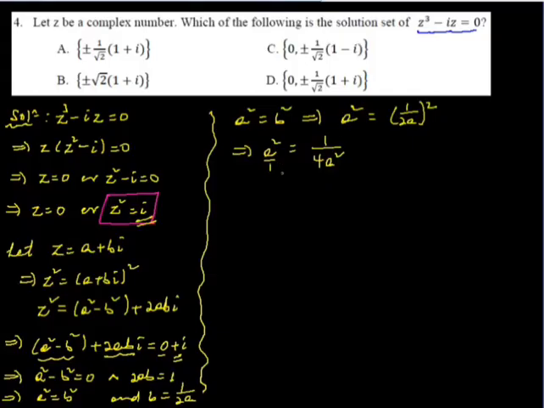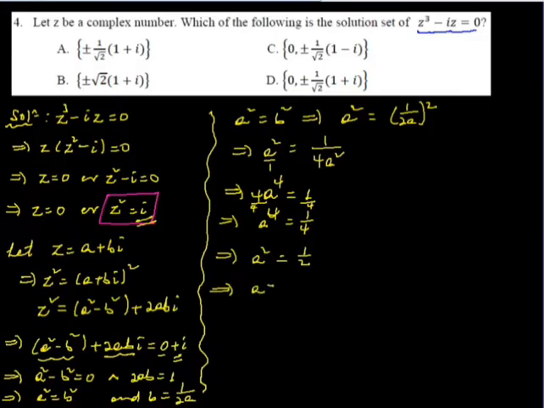Now you can use crisscross. Whenever you crisscross, you will get a to the power of 4 is equal to 1 over 4. Dividing both sides by 4, you will get a to the power of 4 is 1 over 4. This implies a square is equal to 1 over 2. So our a value becomes plus or minus 1 over radical 2. This is the a value.